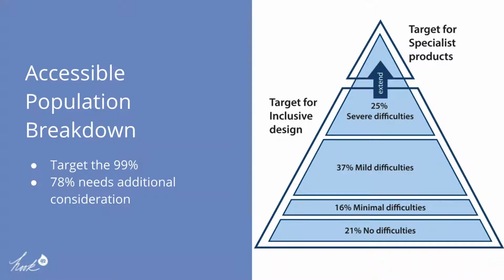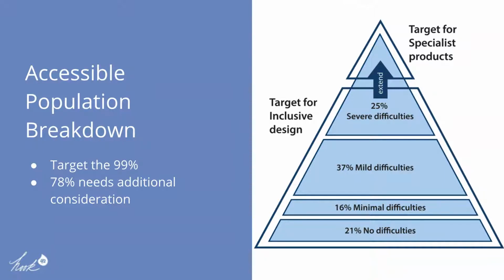Good morning. The accessible population breakdown, just to take away, we just talked about, like, there's about 20%, 21% of people who identify with no difficulties, 16 with minimal, 37 with mild, and then 25% with severe. And then there's just all sorts of really super specialized products to interact with information. You know, it's like good business and good design. You want to really target the 80%, right?